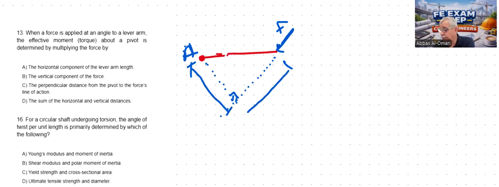So the moment about point A is the force times this distance D. The distance and the force should always be perpendicular. Now we can also take the components of the force. We can do the components of the force like this, Fy and Fx.